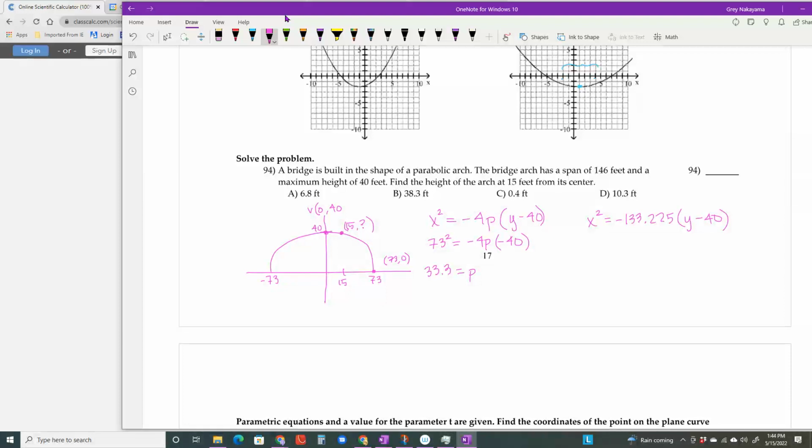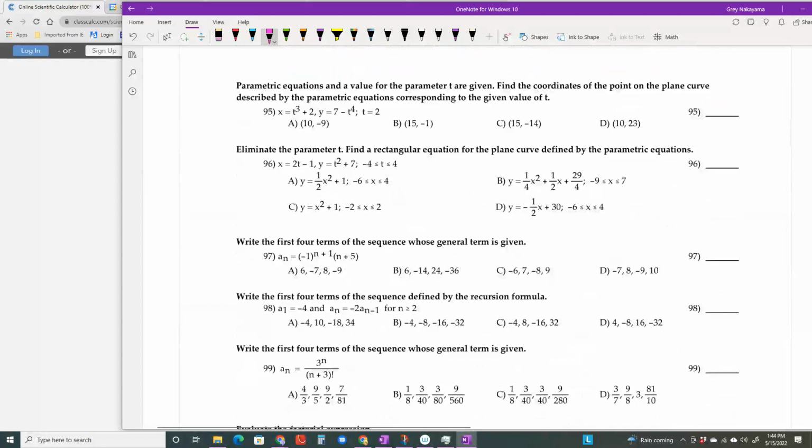And they're asking me what the y value is when I plug in 15 for x. So if you plug in 15 right here, then you get the equation 225 equals all of this. So 225 divided by negative 133.25 is negative 1.689, just to give you a step in between, to see if you're solving it correctly. And when you add 40 to both sides, you'll find out that the height is 38.3 feet, which is answer B. All right, moving on to parametric.